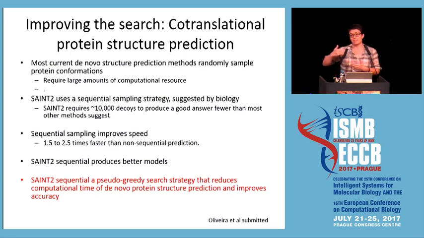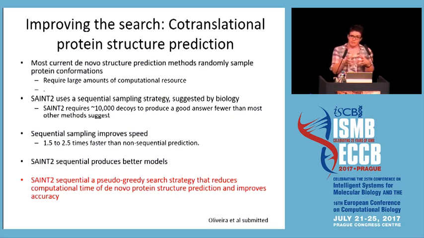The other part of that is that, if you can make it faster, you can generate more decoys. So the other way I could have done this was to use the same amount of computational time for those two axes, in which case the co-translational ones would have been able to generate more decoys and would probably have performed even better because they could explore more of the space.